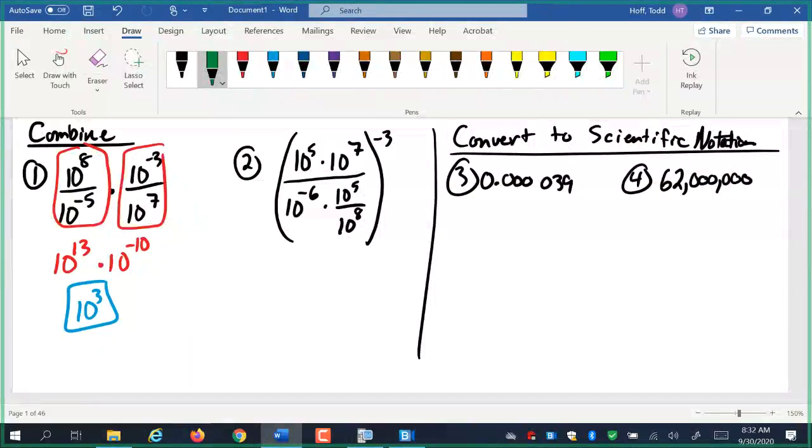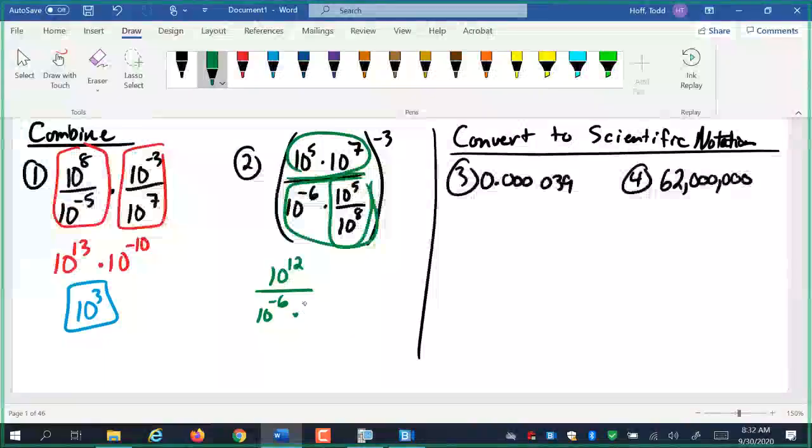Over here, the fraction bar says we have to do what's on top first. So 10 to the 5th times 10 to the 7th. We add the powers, that's 10 to the 12th. On bottom, first thing we have to do is this fraction bar. So the 10 to the negative 6th isn't going to change. 10 to the 5th divided by 10 to the 8th. 5 minus 8 is negative 3.